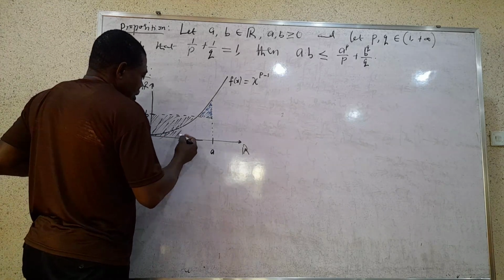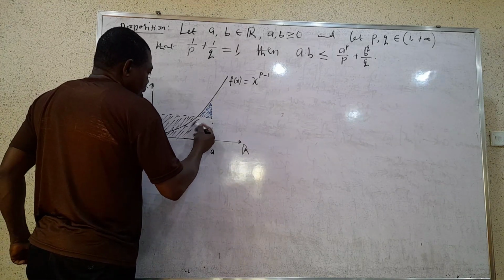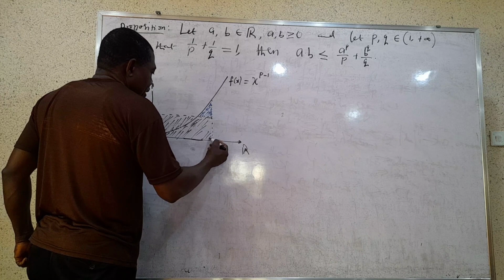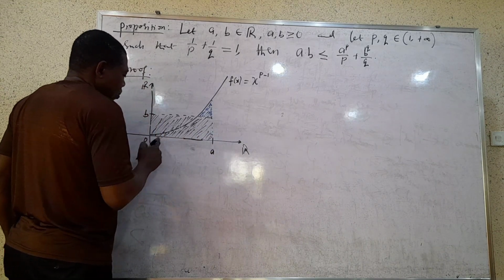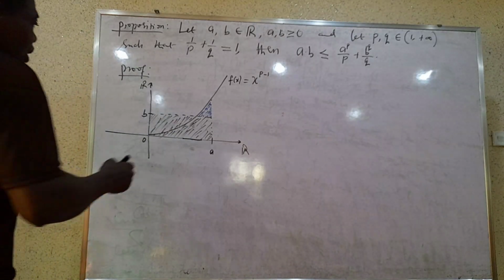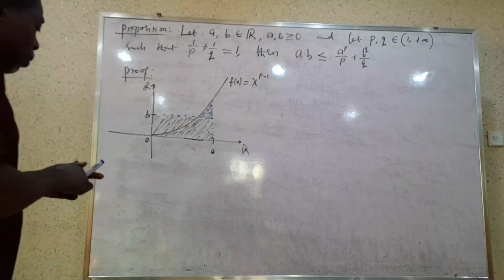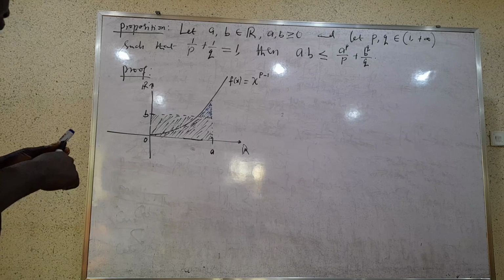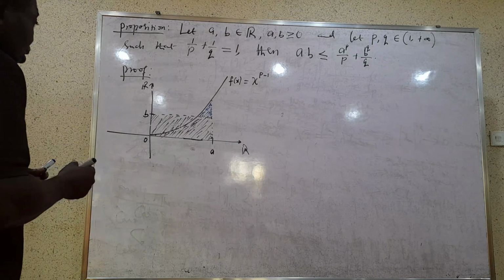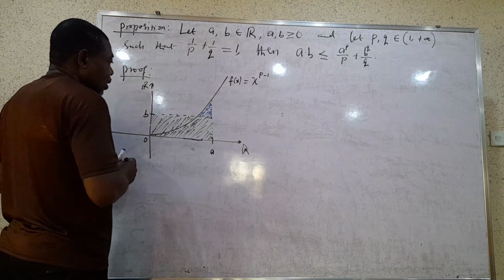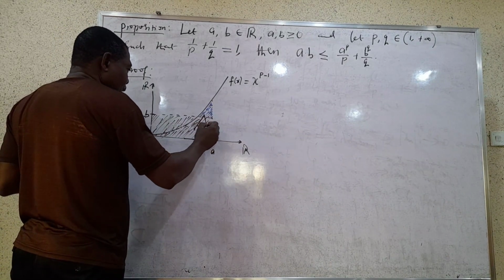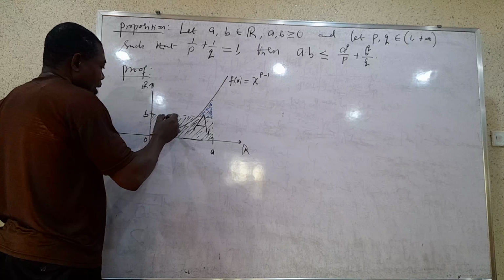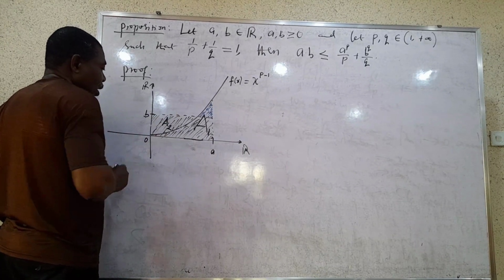There are two areas depicted in the diagram. One is the area above the curve, and the other one is the area under the curve. The entire area under the curve is denoted by A1, and the area above the curve is denoted by A2.